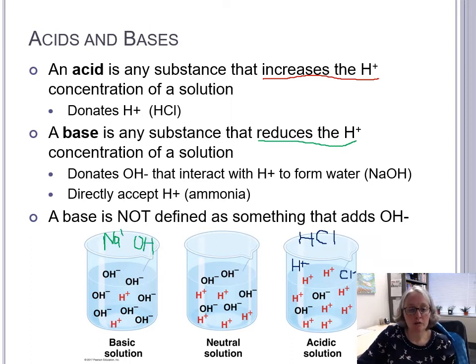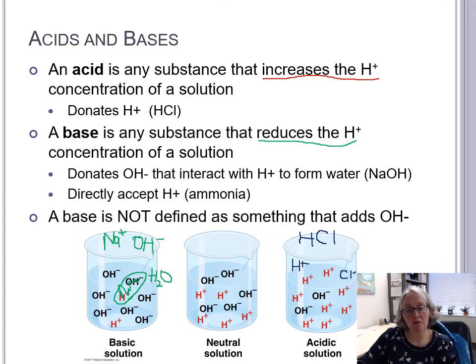Sodium hydroxide, when you dissolve it in water, breaks apart into sodium ions and hydroxide ions. The hydroxide ions, because there are so many of them, interact with the hydrogens and form water molecules. What is this doing? As those hydroxides interact with the hydrogens to form water, this is decreasing the number of hydrogen ions.